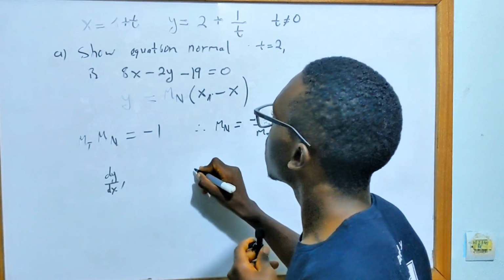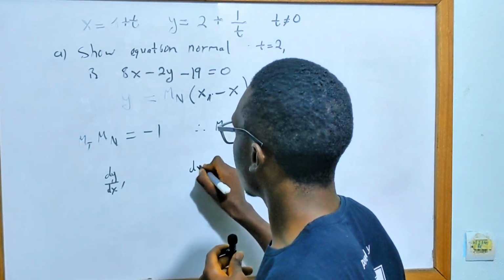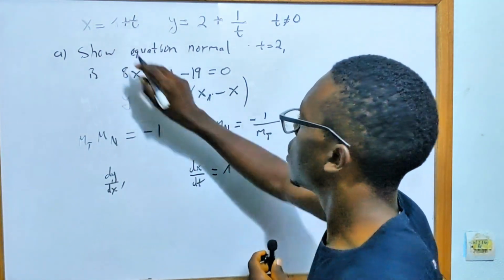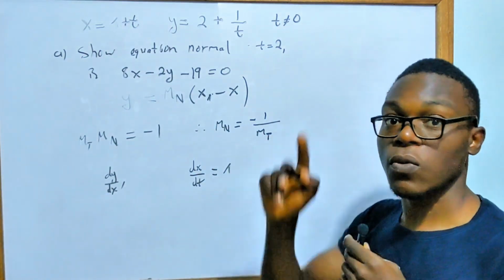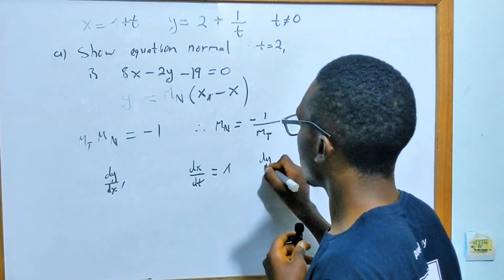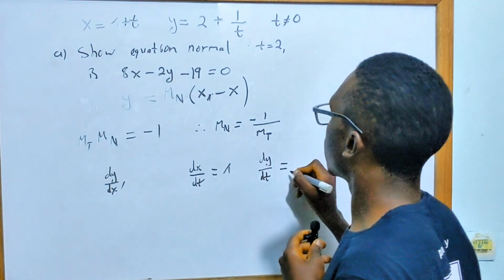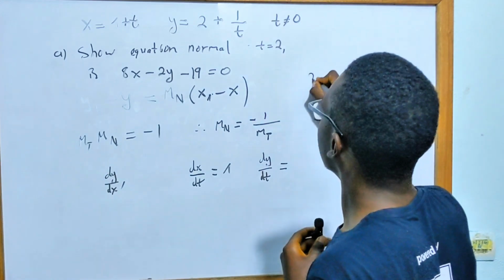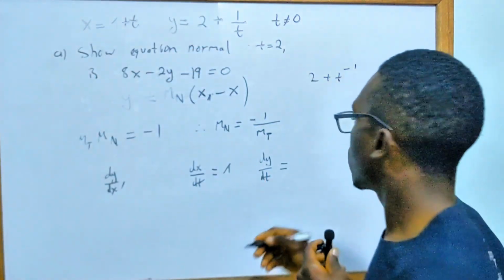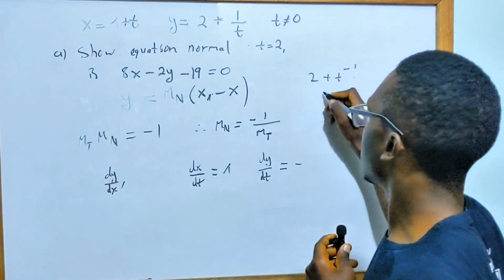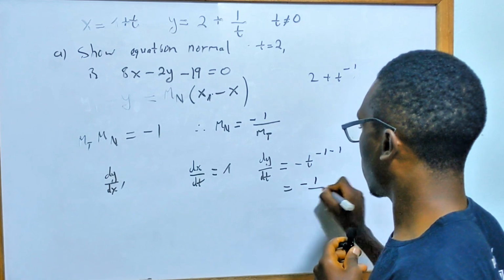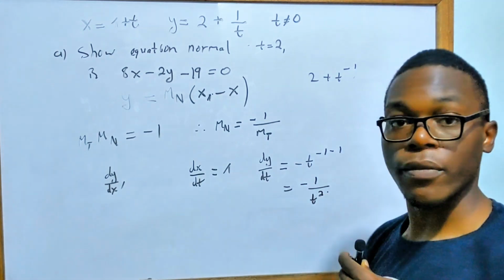Using that, dx over dt equals, we differentiate this to have 1. Hope you know about differentiation; we'll check it there or in the playlist. Differentiating this, dy over dt equals, we bring this up, that will be 2 plus t to the power -1. If you differentiate a constant, you have 0. Then you bring this negative here, t to the power -1 minus 1, which equals -1 over t squared.